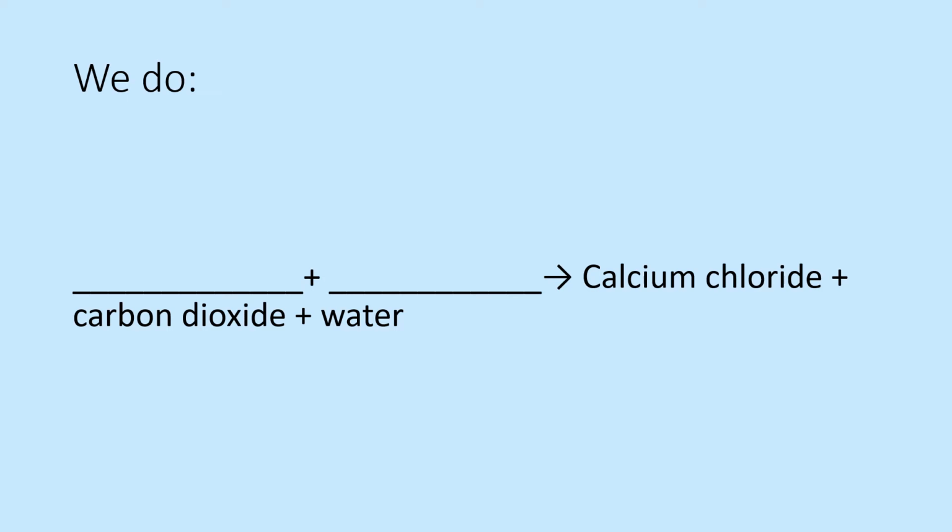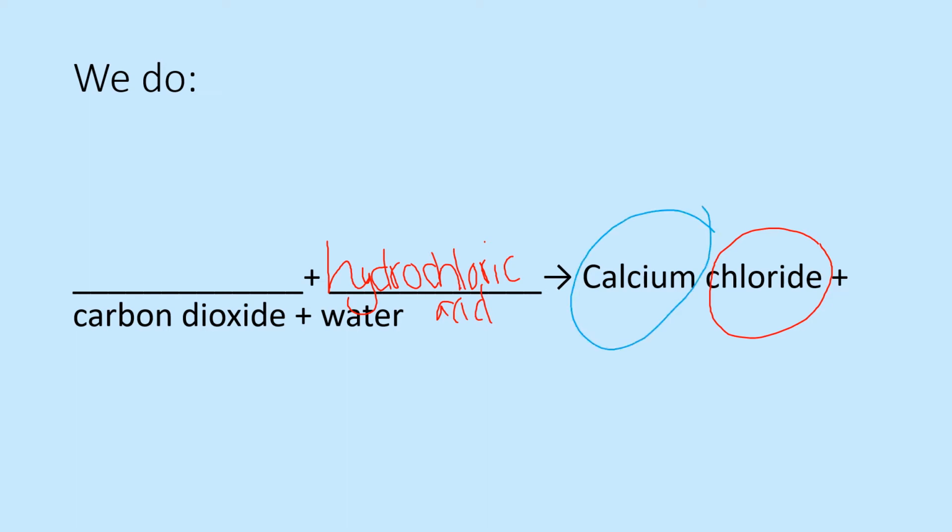Okay, so again, we're going to start with the acid. So I'm going to circle the second half of the salt, and again, I know it's a chloride, so it must be hydrochloric acid. Okay, and if I circle my first part, we've got a calcium, but if you notice, we also have carbon dioxide being produced, so I know it's a carbonate. So therefore, I'm going to write calcium carbonate.